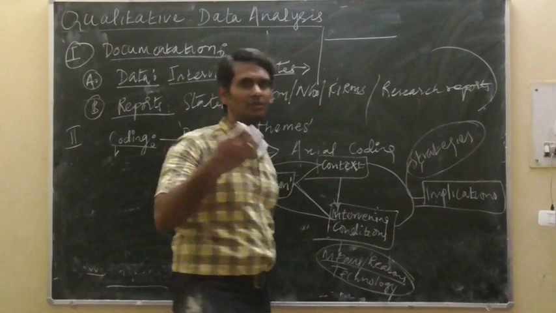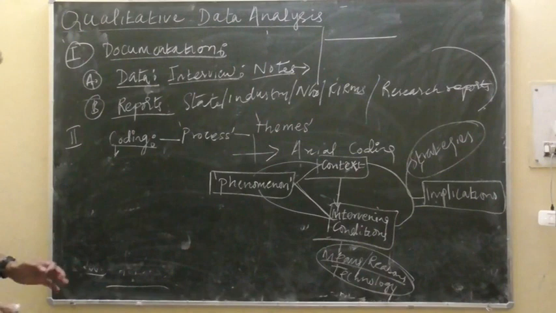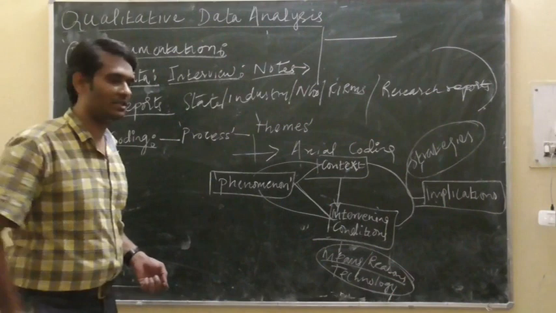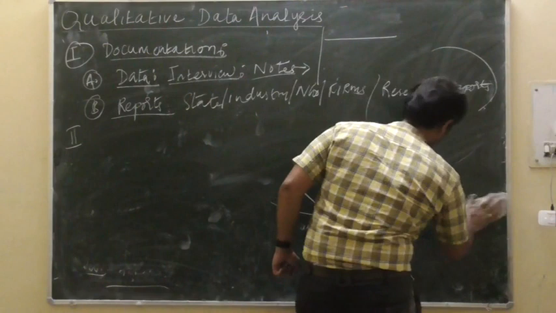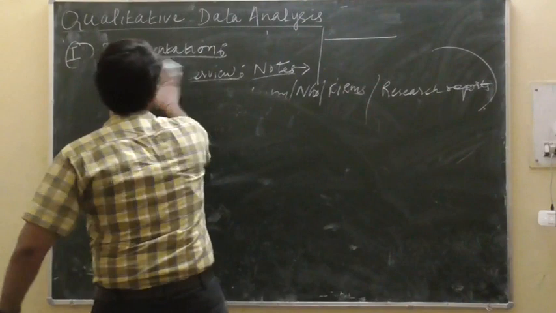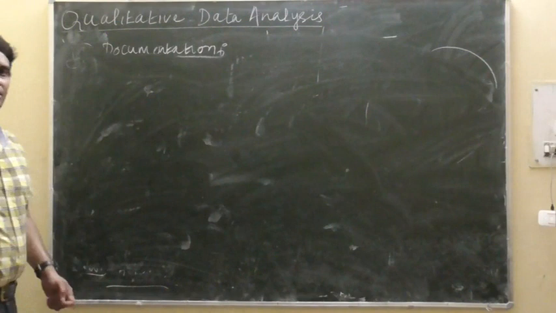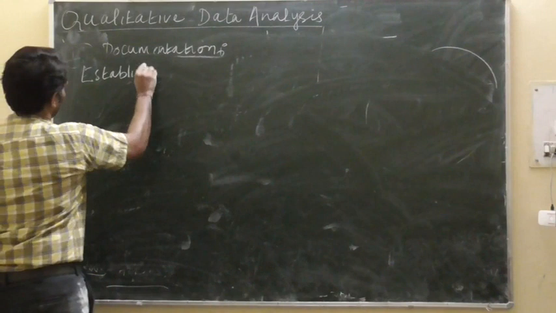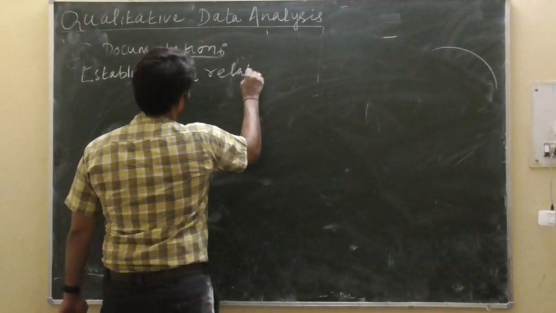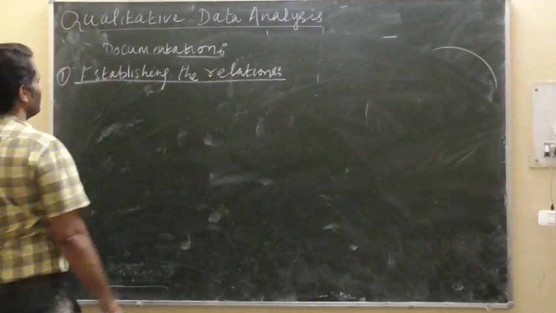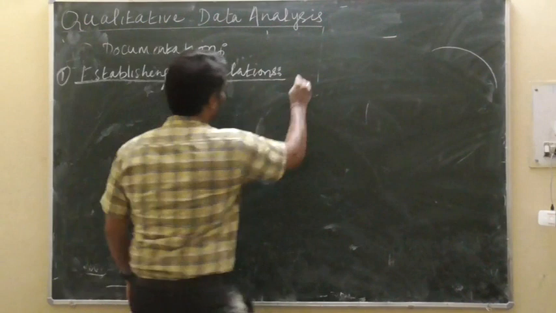So once this open and axial coding is done, and from here only you will be able to get into establishing the relations. So how to establish the relations here? Establishing the relations, that means a kind of a causal validity, causal relations. You can look at it.